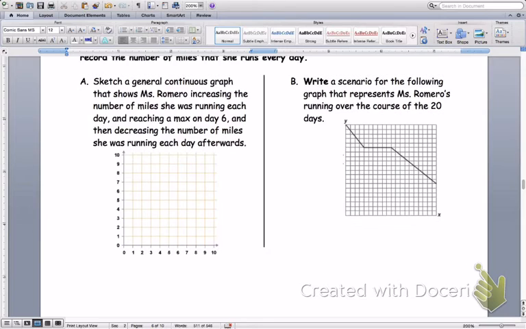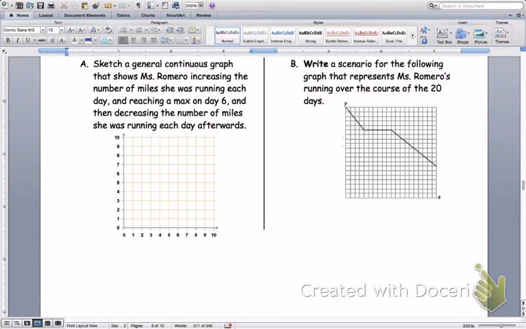Looking at the first one, we're going to write a general continuous graph, meaning no disconnect, not discrete. She's going to increase her number of miles each day, and the maximum will be reached at day 6, and it's going to decrease afterwards. So let's go ahead and label our x-axis. This is going to be the day, and this is going to be the number of miles.